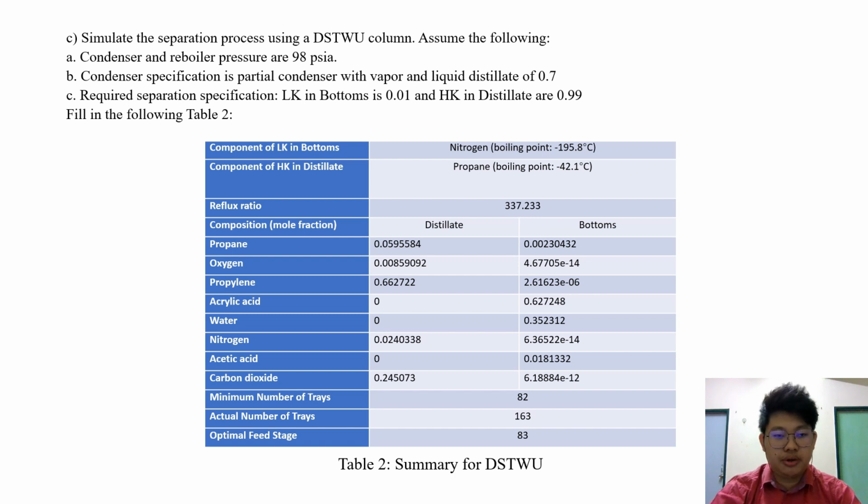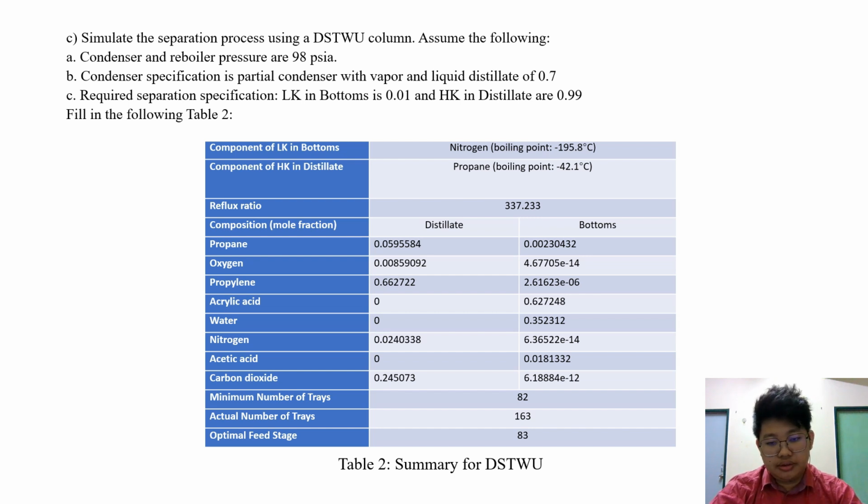Does it meet the requirement when we get the results? So fill in the following table 2. So first of all, the component of LK in bottoms and the component of HK in distillate. So to get LK in bottoms, we need to find the light key that remains in the bottom. So we refer to the boiling point. Also, we can refer to the molecular weight to see which is the lightest component, which means it is more likely to become vapor early, and which is the heaviest component, which will remain as liquid.